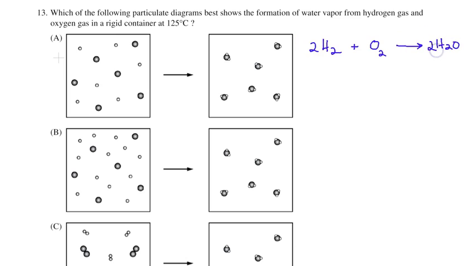Now, what does this mean on the molecular scale? It means that very simply, I'm going to need 2 hydrogen molecules.